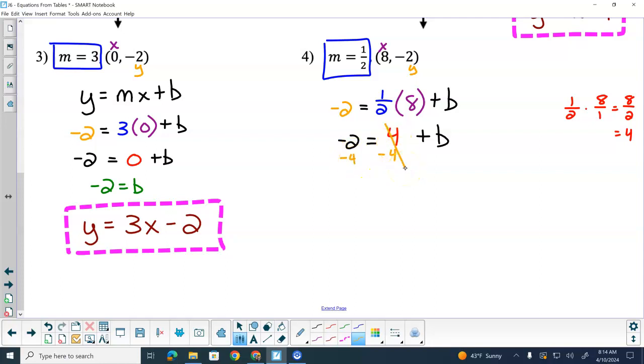2 minus, that would be minus negative. They're both negative, so the sign's got to stay the same, right? I'm at 2, and I got to go down 4, right? So negative 6. Negative 6.